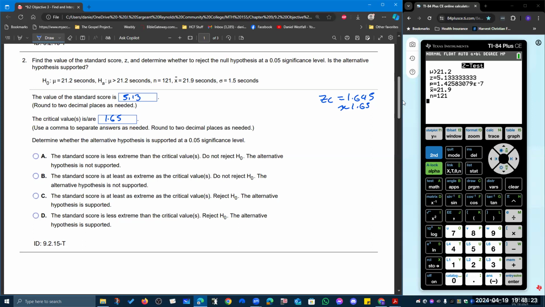And look at that really small p-value of 0.0000001, right? It's practically 0. This is so extreme. And so the standard score is at least as extreme as the critical value. So we're going to reject H naught. And the alternative hypothesis is supported.